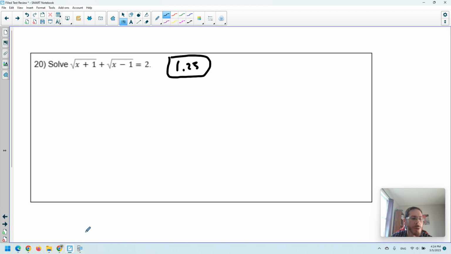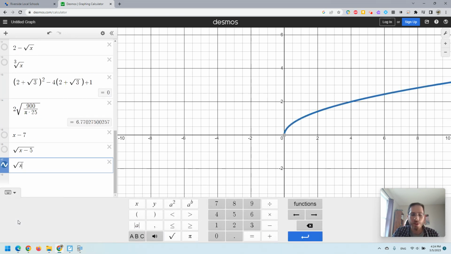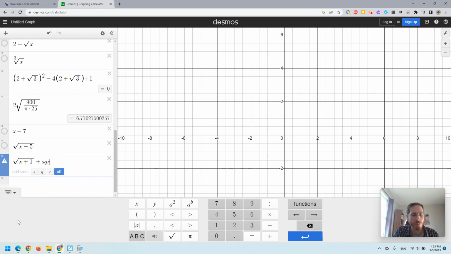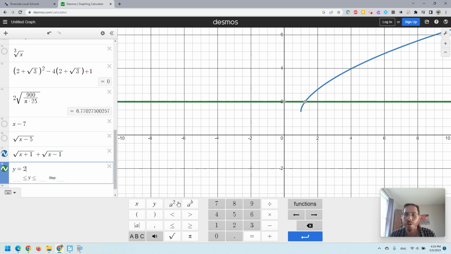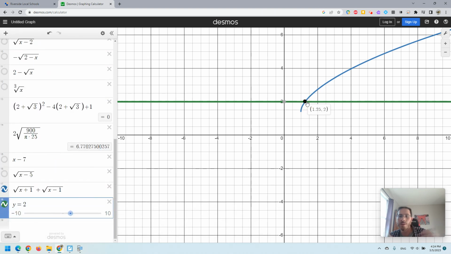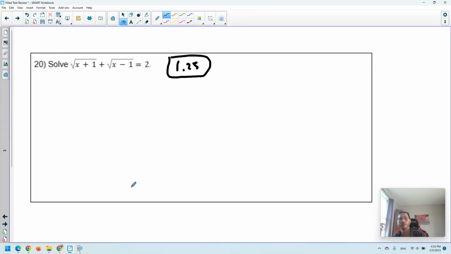What's the other calculator give me? What's Desmos going to give me? Square root x plus 1, square root x minus 1, and then y equals 2. All right, so the other one also gives me 1.25. So it's telling me that the answer is 1.25. Now again, I feel like I should be pretty happy that I did that. I think this is one where if we're thinking about using our strategies correctly, graphing is probably the way to go. If you do like to do everything by hand, well, we're going to go ahead and do everything by hand.